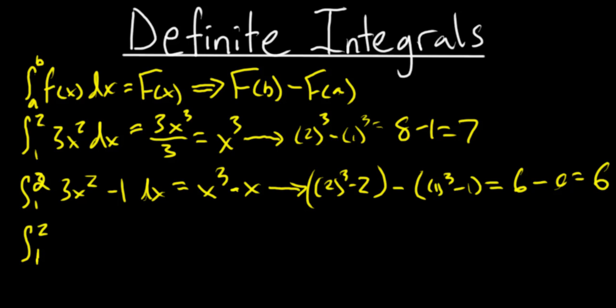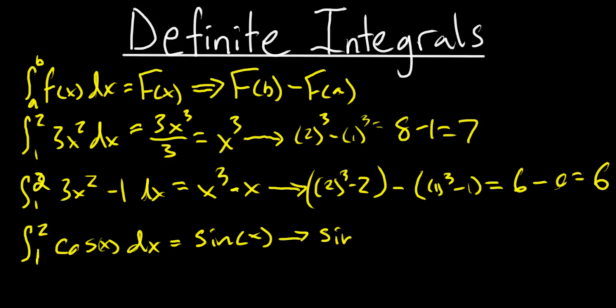So let's say we're integrating cosine of x with respect to x. If you remember from derivatives, we know that the derivative of sine of x is cosine x, so that must mean that the integral of cosine x is sine x. Now we need to evaluate our bounds. So we're going to have sine of 2 minus sine of 1, and this can be further simplified, but I'm not going to do that.